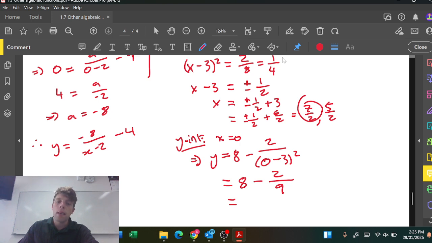We need to write that as something over 9, don't we? So that's going to be 72 over 9 minus 2 over 9, because 72 divided by 9 is equal to 8. And then that there is going to be equal to 70 over 9.